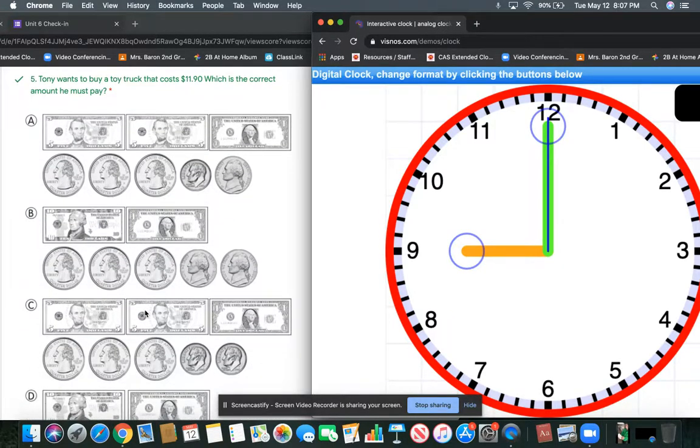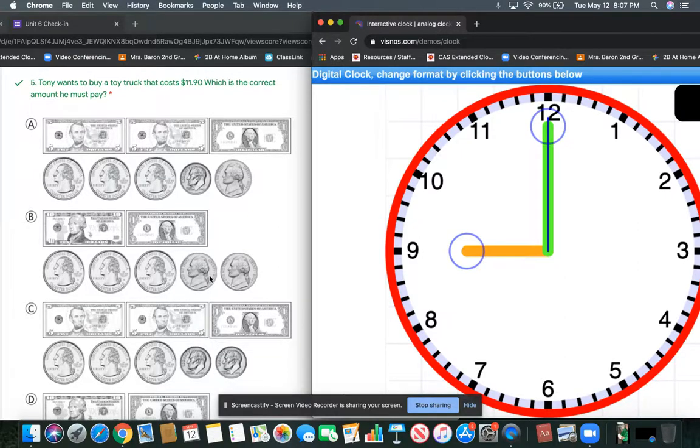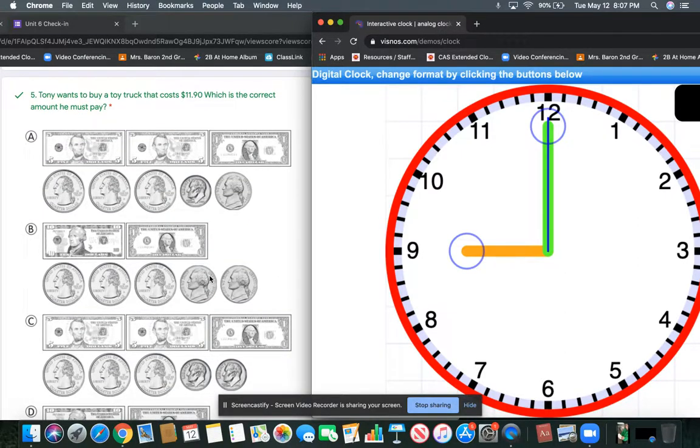Okay. The next one, Tony wants to buy a truck that costs $11. Which is the correct amount that he pays? So I scanned through these answers before I started this, and I looked just at the bills, okay? And they kind of tried to trick you here because there's 11, 11, 11, 11. The bills all say 11. So we're going to need to go in and double check with our coins whether or not there's another dollar in change, and it moves it up to 12. So let's do this together. It says 11, 25, 50, 75, 85, 90. So that looks like it's the correct answer.